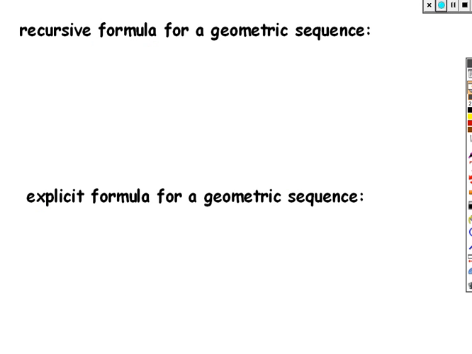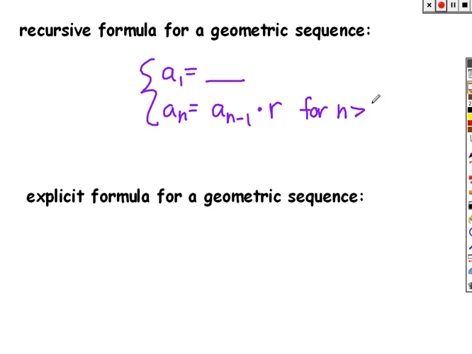Okay, so then this leads us to the recursive and explicit formula for a geometric sequence. So the recursive formula for a geometric sequence, I still need to know where to start, so I'd list whatever the first term is. And then to find the nth term, well, recursively I'm relying on the previous term, and I'm going to take the previous term times some constant ratio, which I'm going to call r. And this is how I would calculate any term beyond the first term.